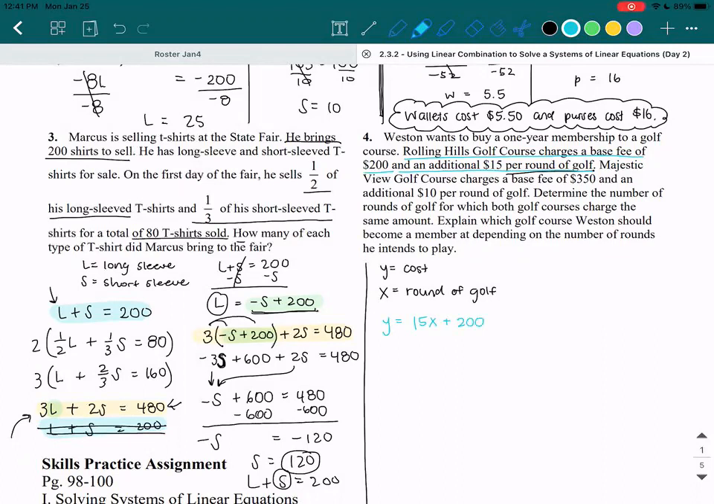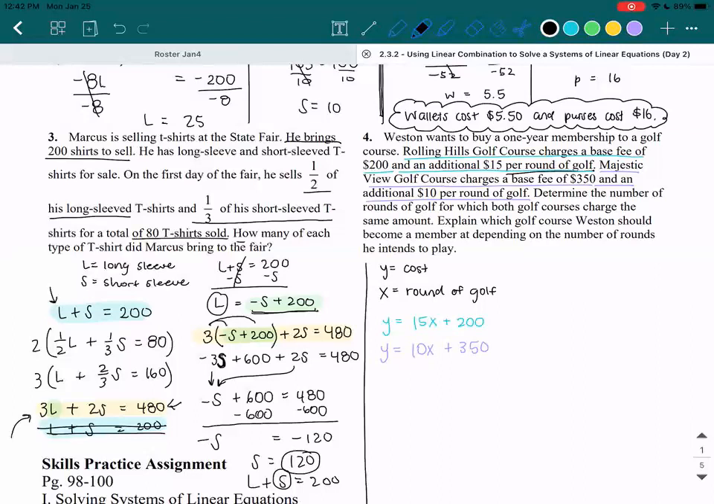Notice that this type of problem is a little bit different from the previous types of problems. The more practice you get writing equations for these types, the more you get the hang of it. All right, let's do it for Majestic View Golf Course. They charge a base fee of $350, so that's your starting amount, and an additional $10 per round of golf. So for them, the cost is equal to $10 per round plus your base fee of $350. Okay, so now we have our two equations. We're going to solve for this, and then we're going to determine when they cost the same amount.